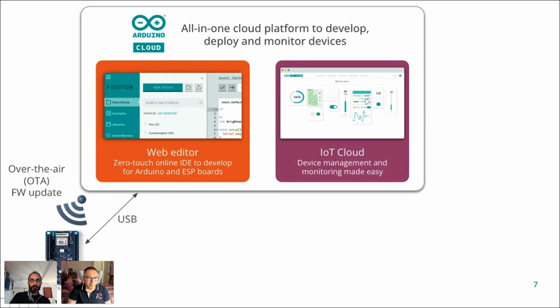On the other hand, we have the IoT Cloud platform, which is the way you have to interact with your devices once they have been programmed. You can connect your devices and define the variables that you want to synchronize with the cloud with bidirectional communication. Those variables can be managed from the dashboards using a set of widgets.